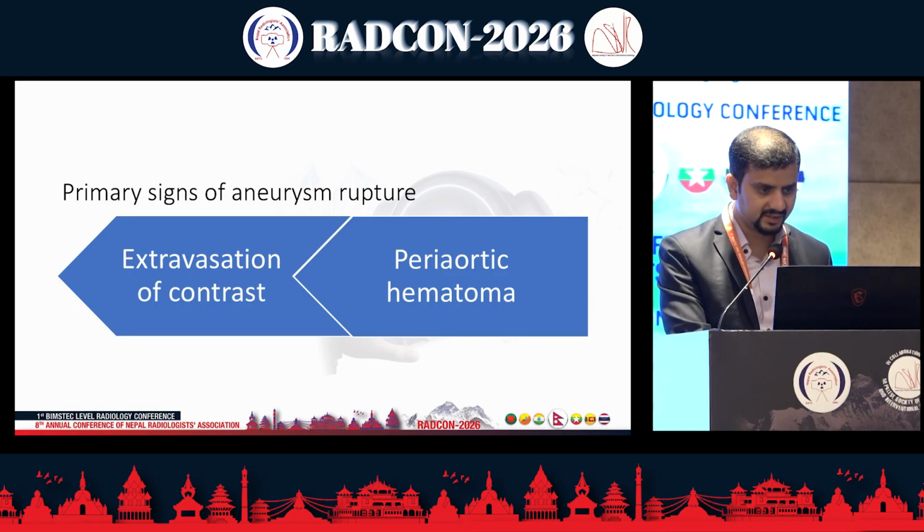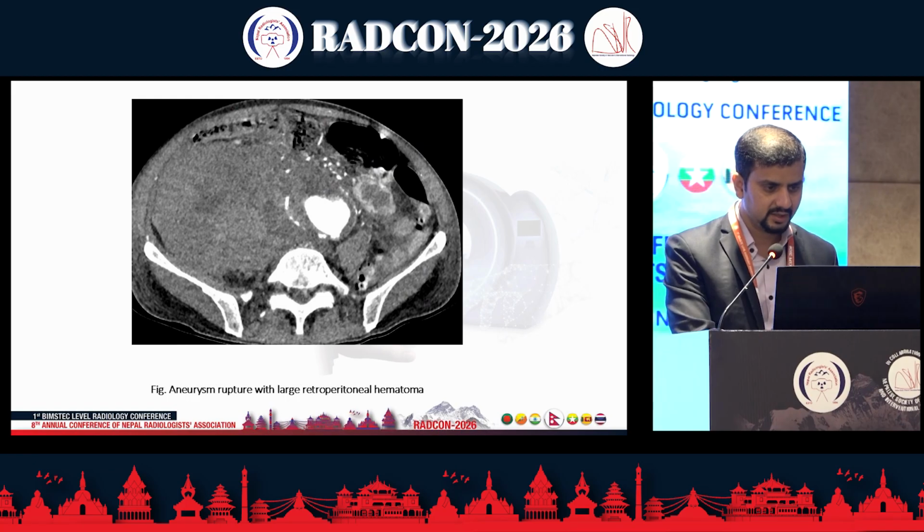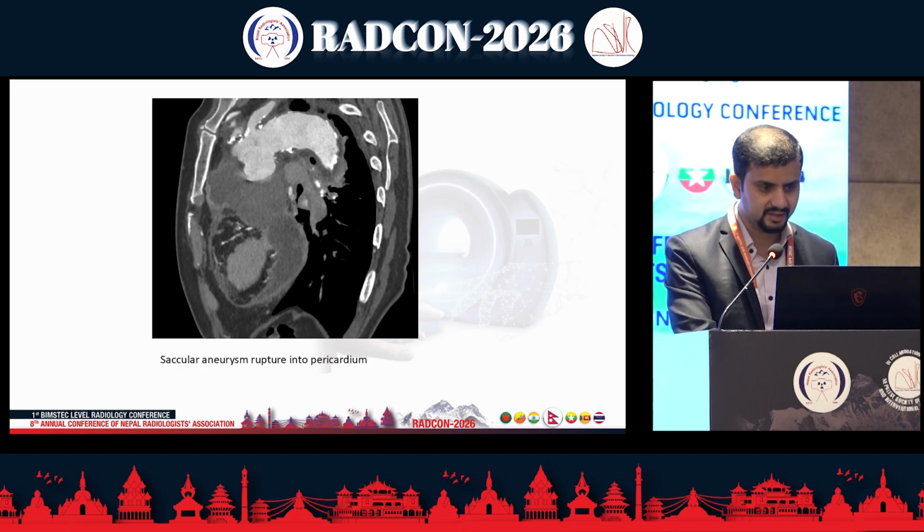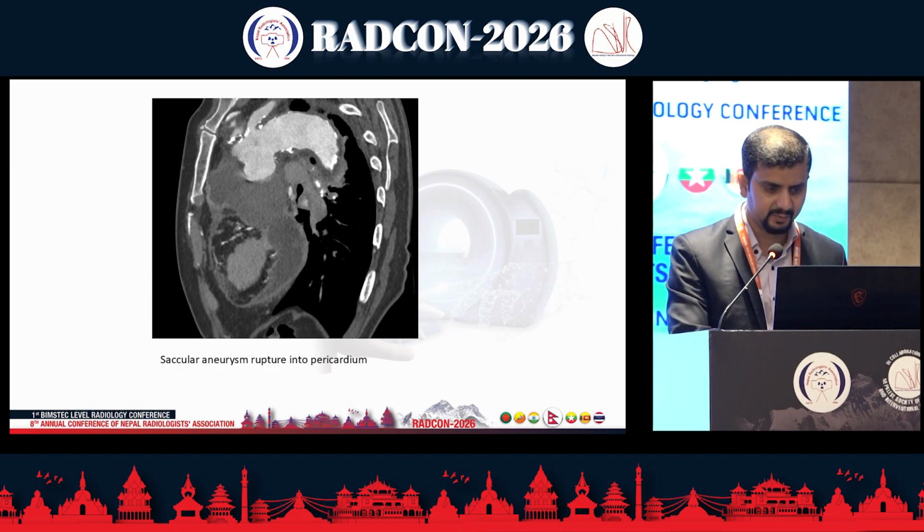Also in this case we can see there is an aneurysm in the aortic arch, a saccular aneurysm with periaortic hematoma. And the interesting thing is the periaortic hematoma also tracked into the pericardium, causing the hemopericardium.